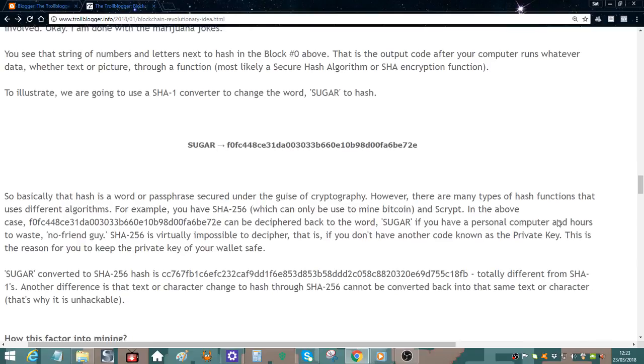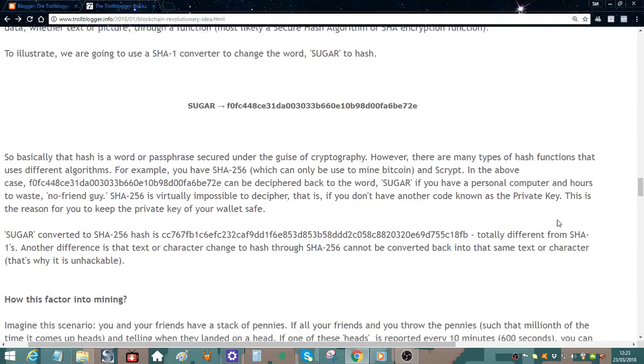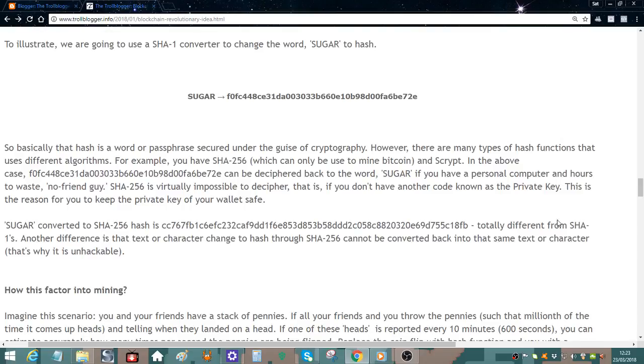You see that string of numbers and letters next to hash in the block number 0 above. That is the output code after your computer runs whatever data, whether text or picture, through a function, most likely a secure hash algorithm or SHA encryption function. To illustrate, we are going to use a SHA-1 converter to change the word sugar to hash, which you can see below. So basically that hash is a word or passphrase secured under the guise of cryptography.